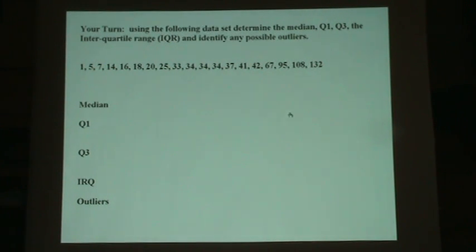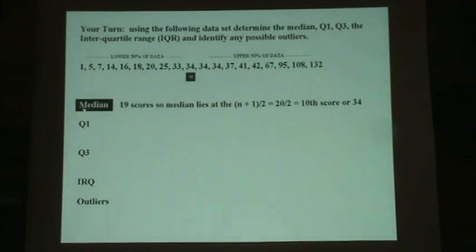Well, if you were a trooper and made your way through it, let's see how you did. First of all, the median. There are 19 scores, so the median lies at the n plus 1 divided by 2. 19 plus 1 would be 20 divided by 2, which would be the 10th score. The 10th score, 1, 2, 3, 4, 5, 8, 9, 10, so the median is 34.